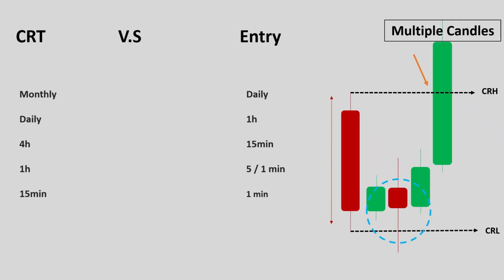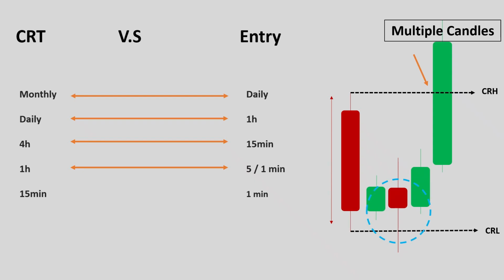If your CRT range is spotted on the monthly chart, drop down to the daily chart for your entry. If you've identified CRT on the daily chart, use the 1-hour chart to fine-tune your trade. If your CRT comes from the 4-hour chart, your entry time frame should be the 15-minute chart. If you're spotting CRT patterns on the 1-hour chart, execute your trade on the 5-minute or even 1-minute chart for precision. And if you're working with CRT on the 15-minute chart, then the 1-minute chart is where you'll find those pinpoint entries.